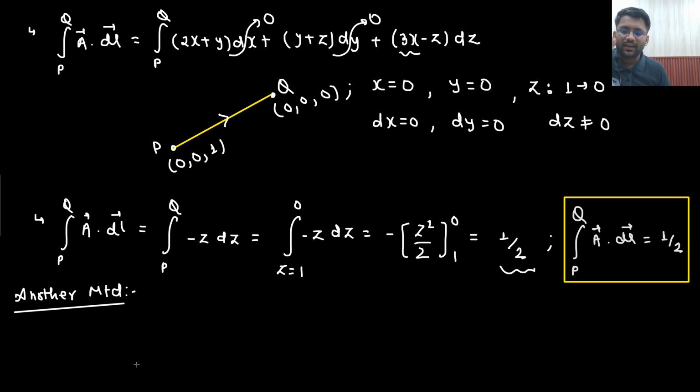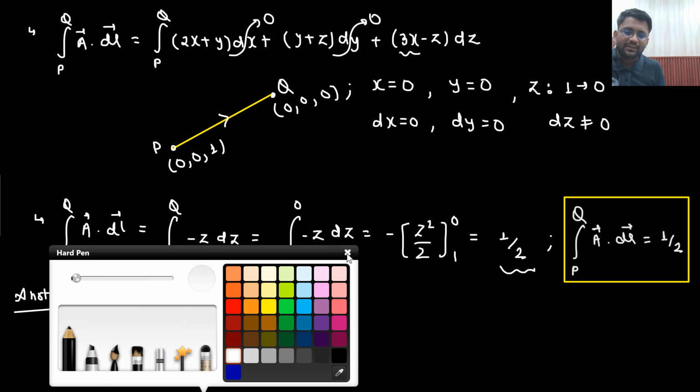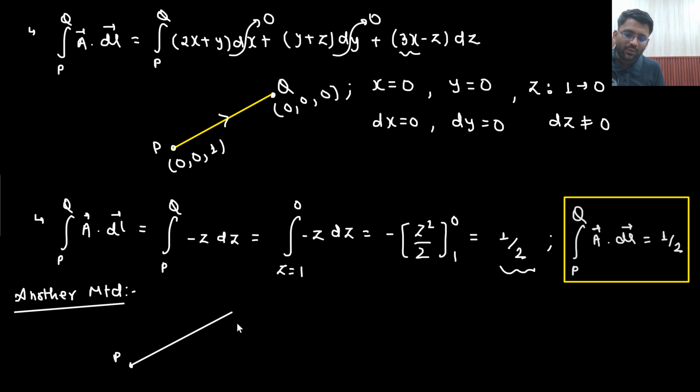Again I am drawing this PQ line. Can I write down the equation of this line? From P to Q I need to write down the equation. So this point will be x1, y1, z1. This point will be x2, y2, z2. So what will be the equation? x minus x1 upon x2 minus x1.